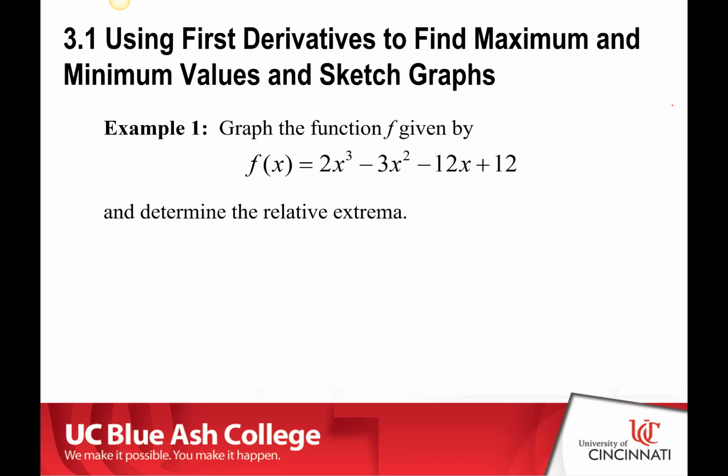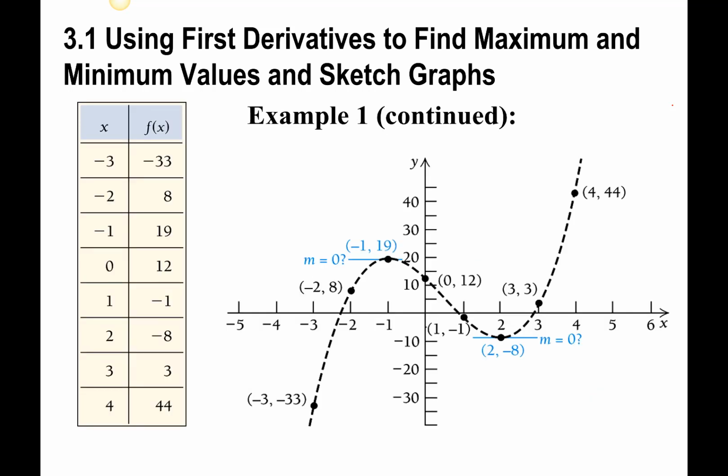Okay, so we get some stuff there. There we go. Hey, look at this. There's our graph. You figured it out. See it? We have our maximum here at -1, 19. We have our minimum at 2, -8. And look, here's that point 0, 12 that we were just talking about. Ta-da! There it is.